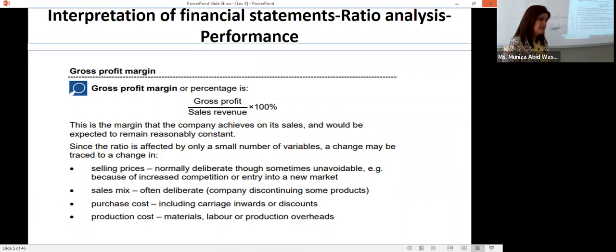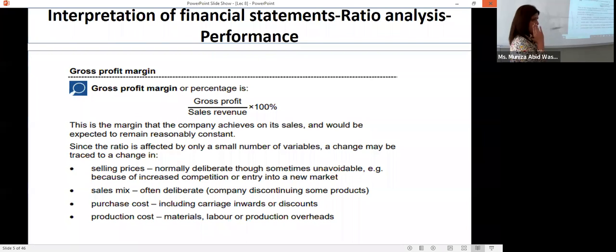But not in all the cases. Because if there is a lot of inventory, then how is the sales revenue going to increase? Is it? So you have to see from a different perspective after calculating gross profit margin what has been the reason behind the increase or decrease in the gross profit margin of the company. You have then to compare your gross profit margin with the competitors and with the previous years as well. So what is the gross profit margin? It is gross profit divided by sales revenue multiplied by 100. The answer to this ratio will be in percentage form.